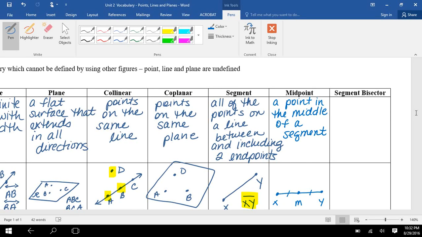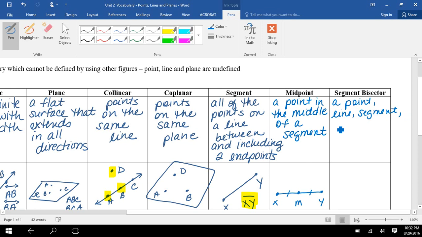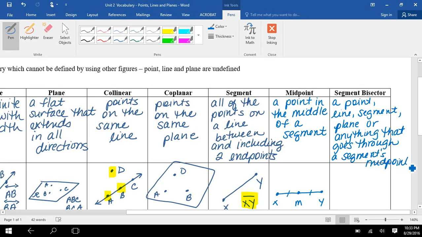Okay? So a segment bisector could be a point, a line, a segment, a plane, or anything that goes through a segment's midpoint. Okay? If it goes through the midpoint, it's cutting it in half.